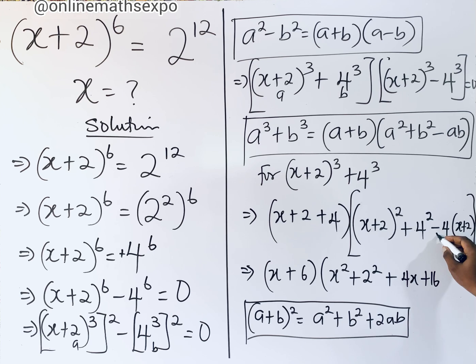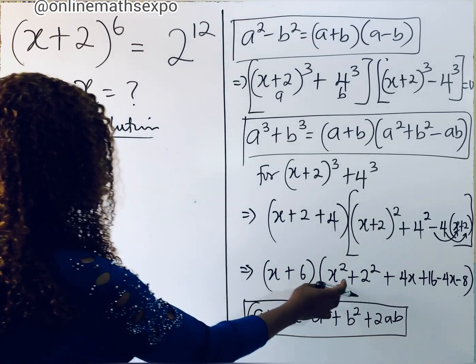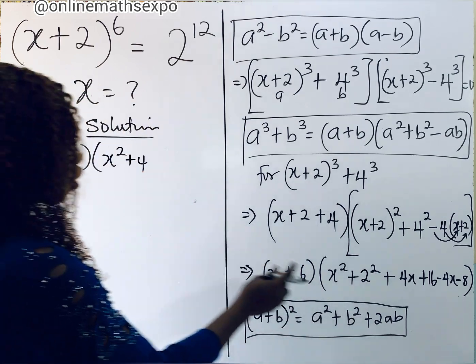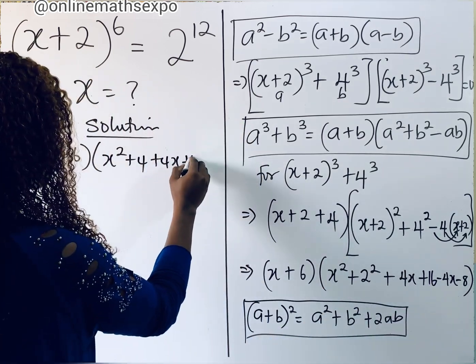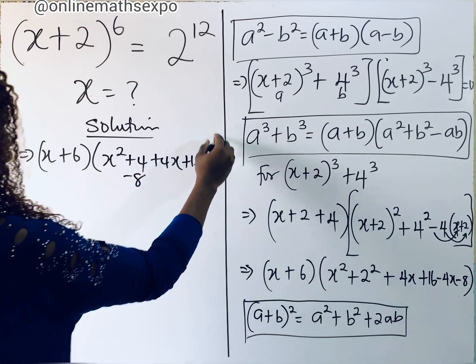Now use this negative 4 to distribute into this bracket. Negative 4 times x gives us negative 4x. Then negative 4 times 2 gives us negative 8. Interesting. So what do you do next? We keep simplifying this, and if you do that, we have x plus 6 into, this is x squared. 2 squared we know is 4, so we have 4 plus 4x. Plus 16, then we have minus 4x minus 8. I hope you're with me there.